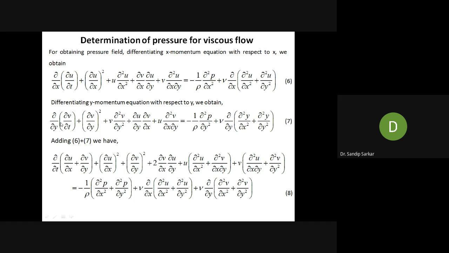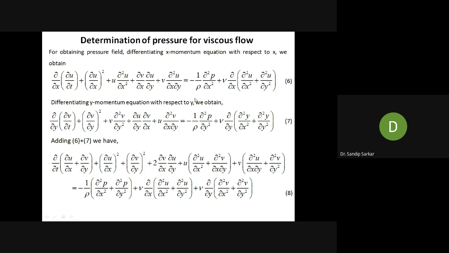So what we are doing here, similar procedure, ∂/∂y of ∂v/∂t plus v ∂u/∂y, that is (∂u/∂y)(∂v/∂y) whole square, similarly plus v ∂²v/∂y² plus u ∂v/∂x, so ∂u/∂y plus ∂v/∂x plus u ∂²v/∂x∂y equal to minus 1 by rho. Here the ∂p/∂y term is there, so ∂²p/∂y² plus nu ∂/∂y of ∂²v/∂x² plus ∂²v/∂y².